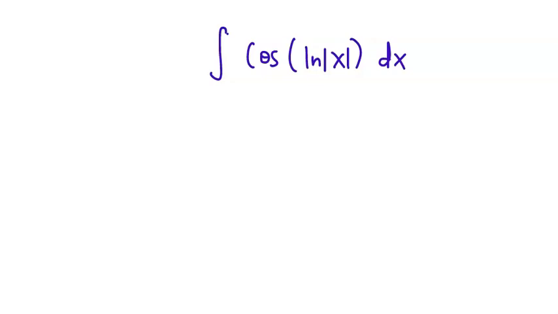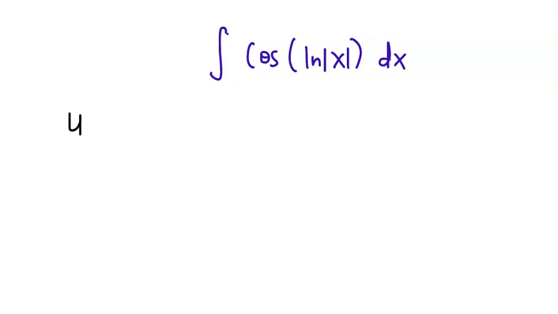Today we have another video on the topic, integration by parts. That is the method we're going to use, but first we need to make a u substitution. We have the integral of the cosine of ln of x dx. Let's start with the following substitution.